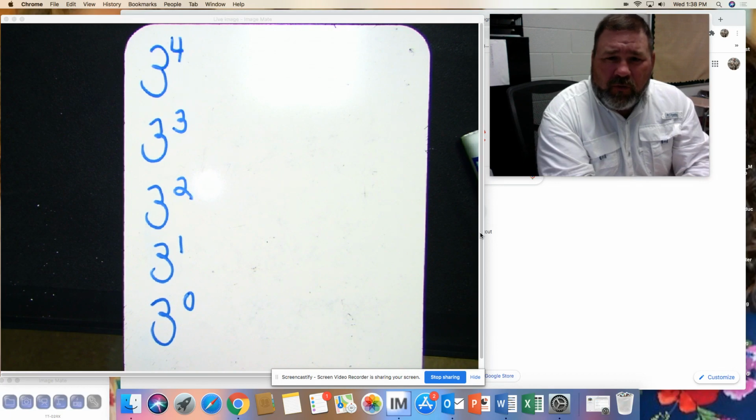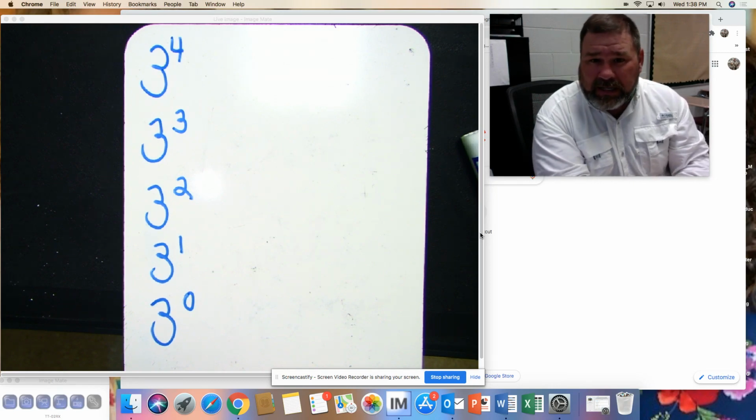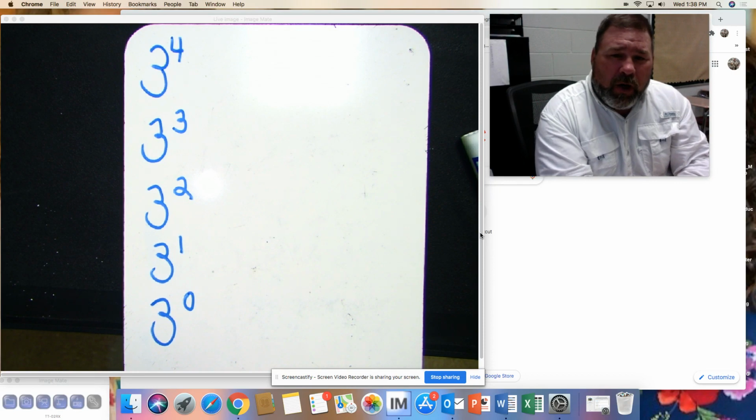So we're going to start off with some power rules. Power rules deal with how you multiply bases that have exponents to them. Miss Powell's got a board pulled up on the document camera. Miss Powell, what are we looking at?